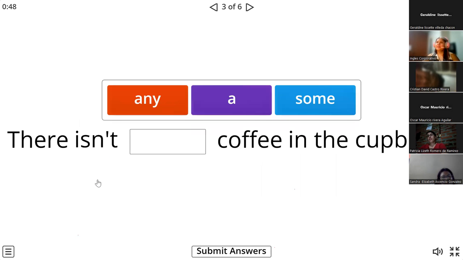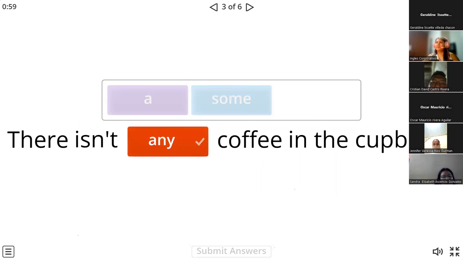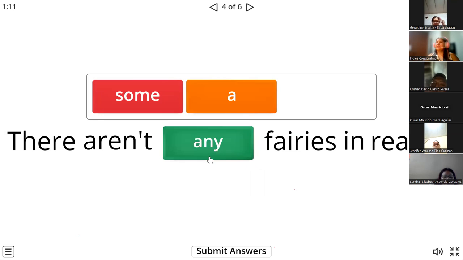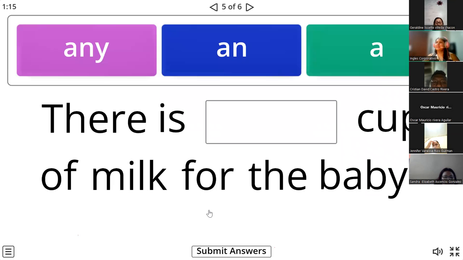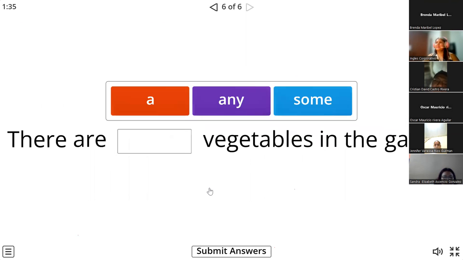Good. There isn't any coffee in the cupboard. Okay. Good. There aren't any fairies in real life. Any. Okay, good. There is a cup of milk for the baby. Yes? Good. There are some vegetables in the garden. Okay.